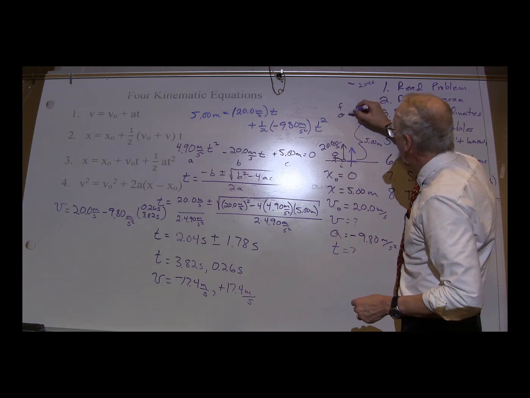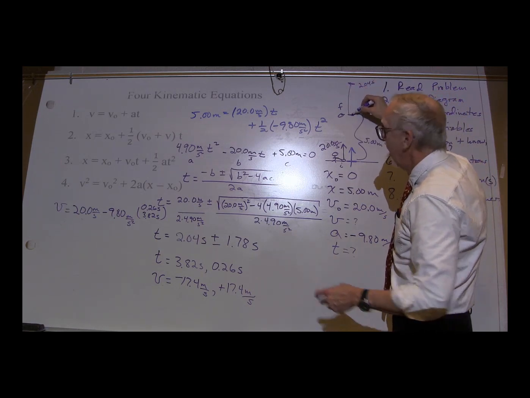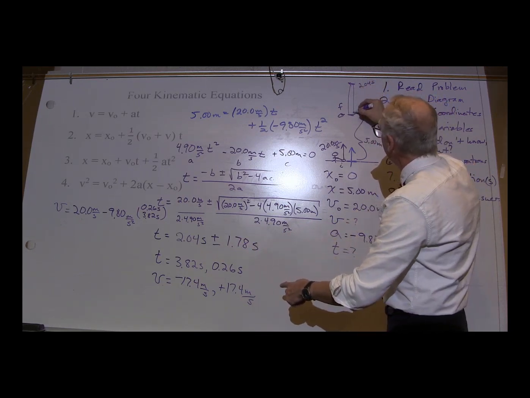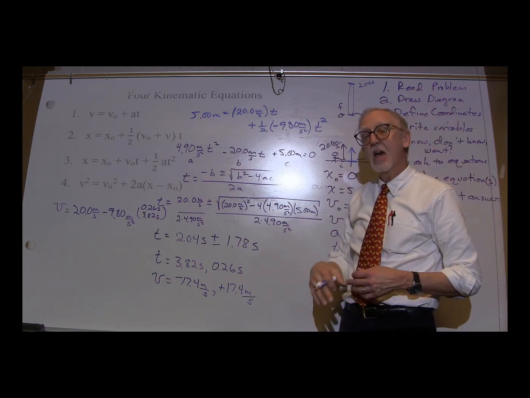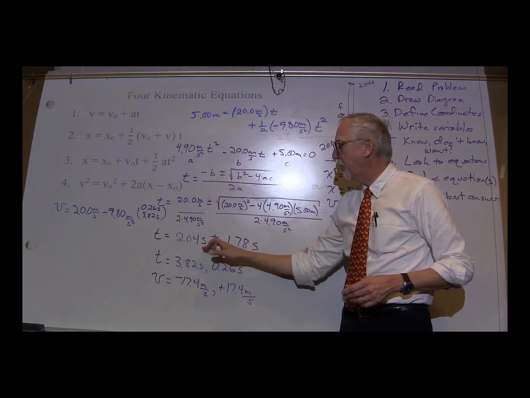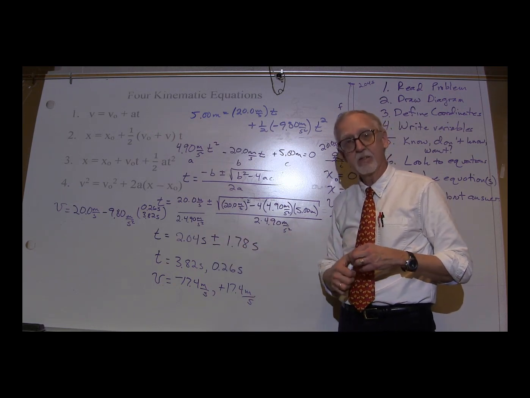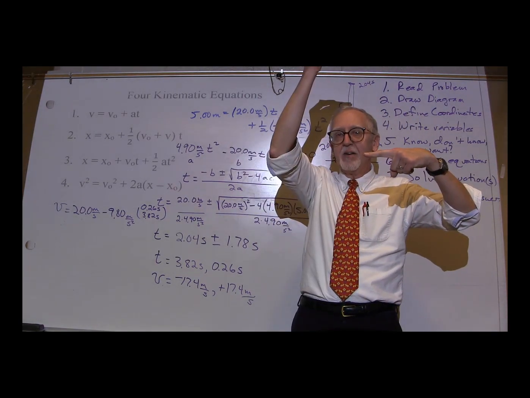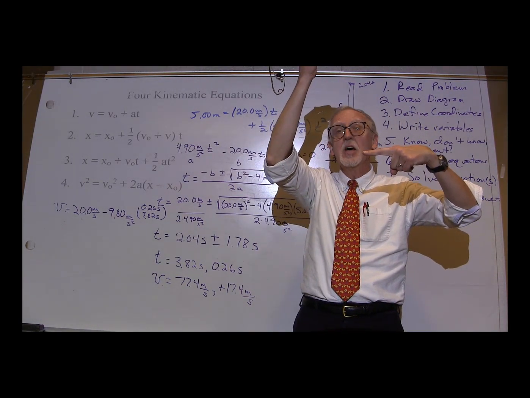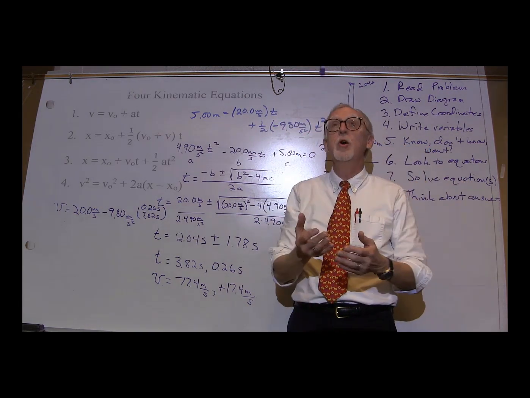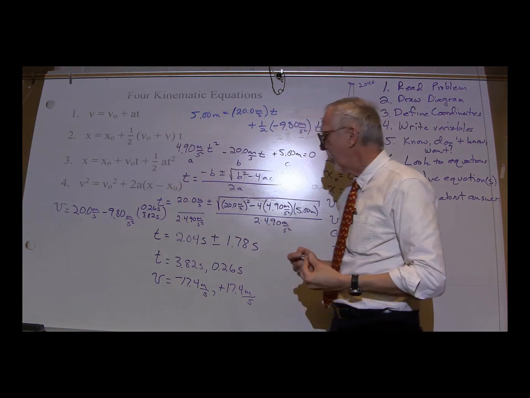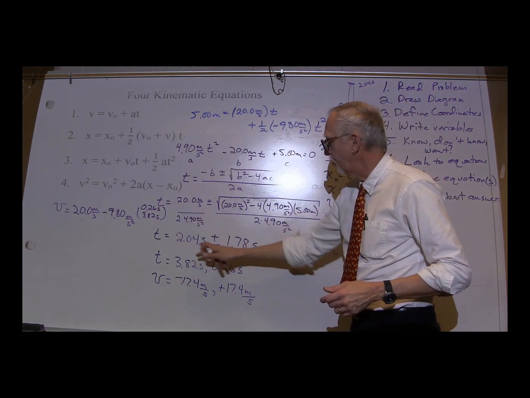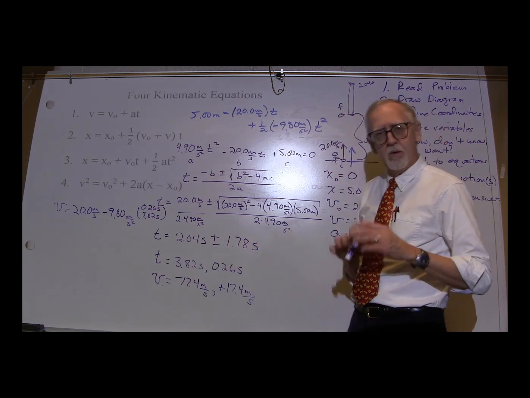It passes 5 meters the first time going up 1.78 seconds before that, and then it passes it again on the way back down 1.78 seconds after that. So 2.04 plus and minus 1.78 seconds. The motion is symmetric. The amount of time that it takes going up from 5 to the peak is the same as the amount of time it takes to go from the peak back down to 5. The motion is symmetric. Very, very good. We might not have understood that if we hadn't done the quadratic out in these two parts to see what these mean. Very, very good.